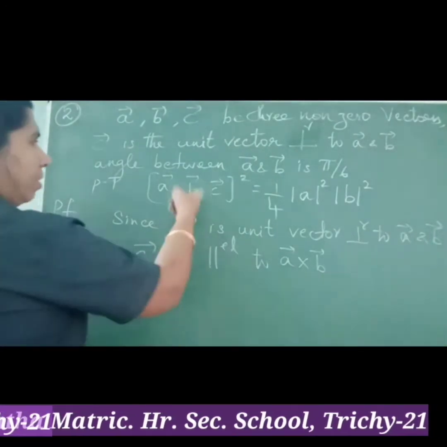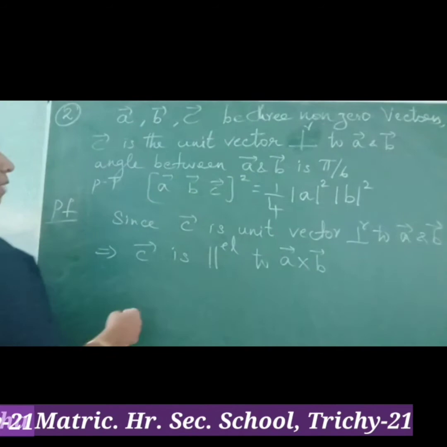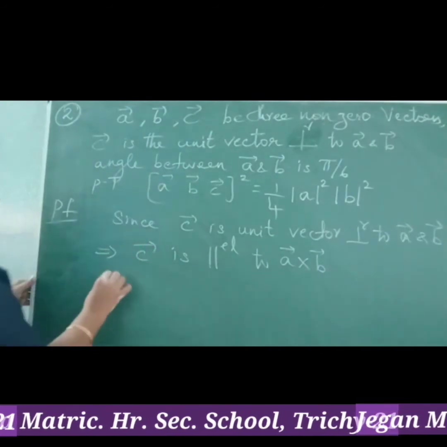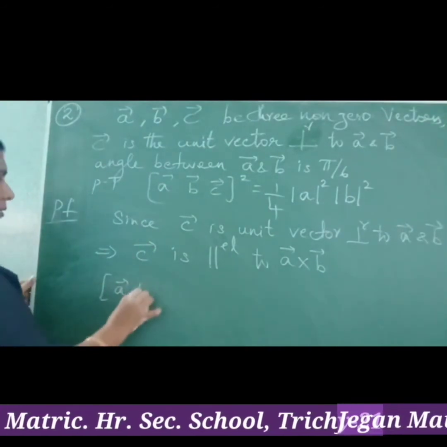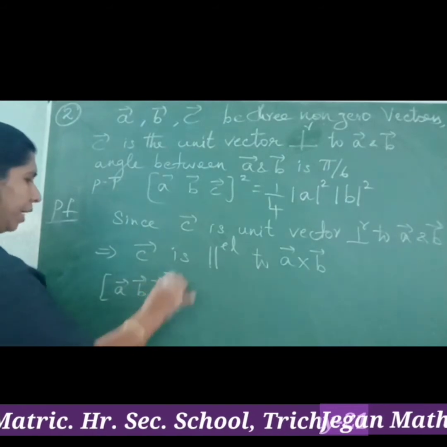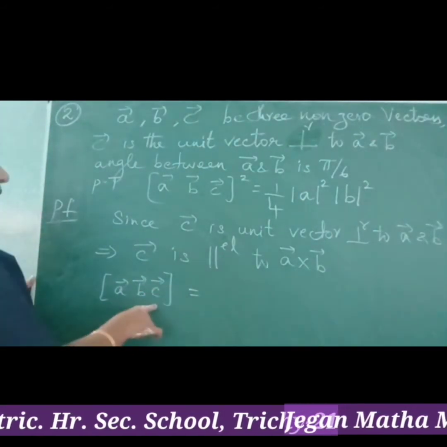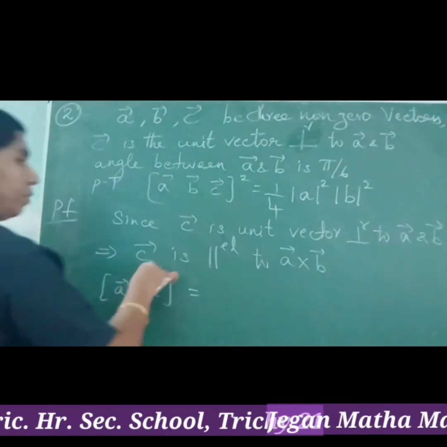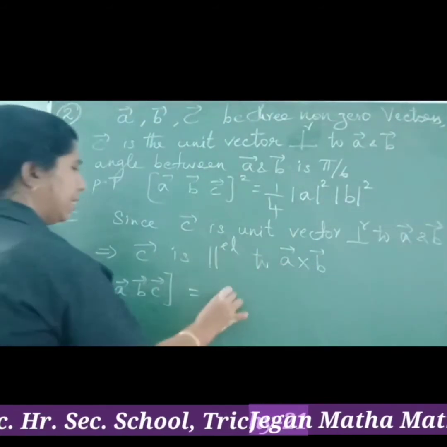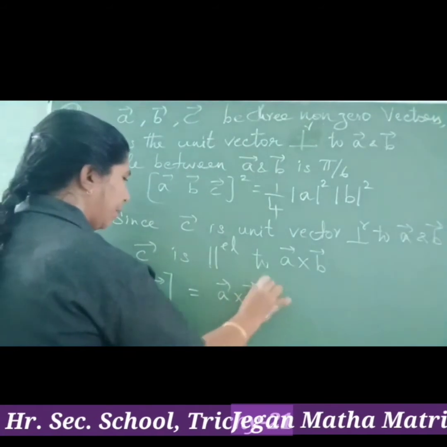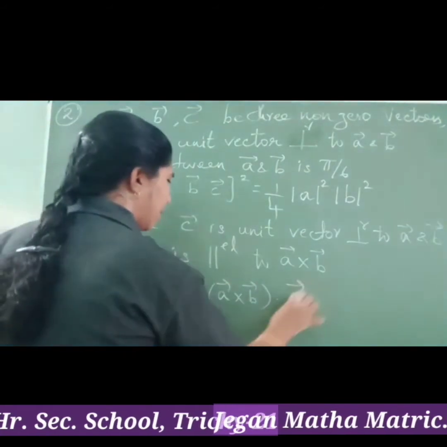Now the proof: box product of ABC square. Without square you can start. Box product of ABC, scalar triple product of three vectors. So with the help of these two we can write, that is A cross B dot C.